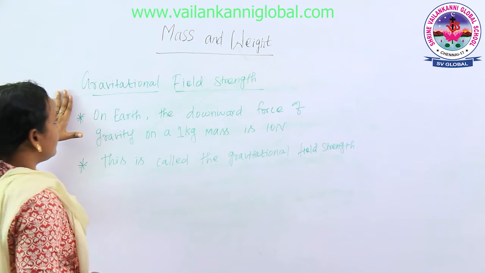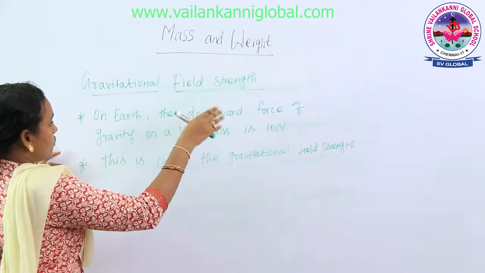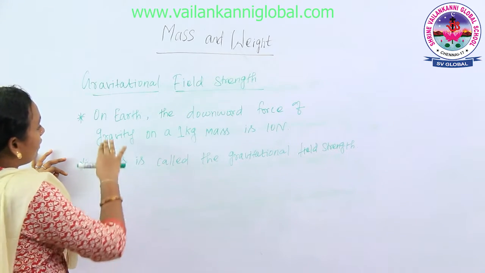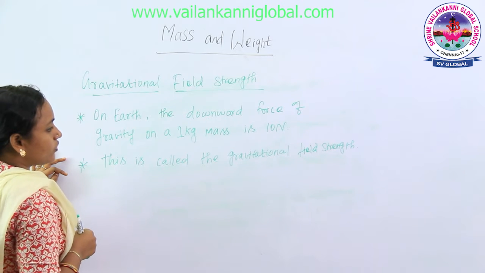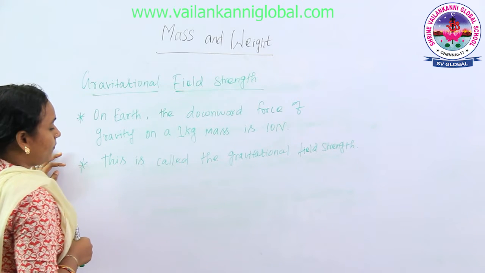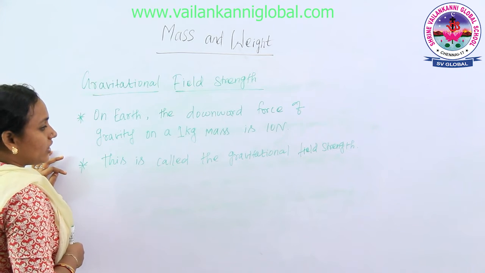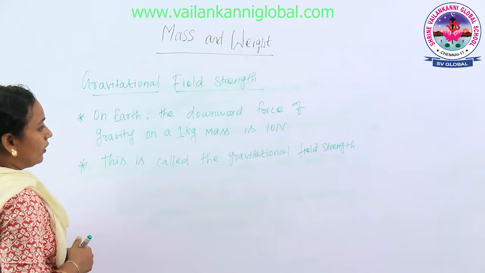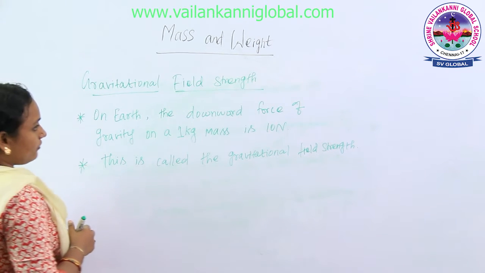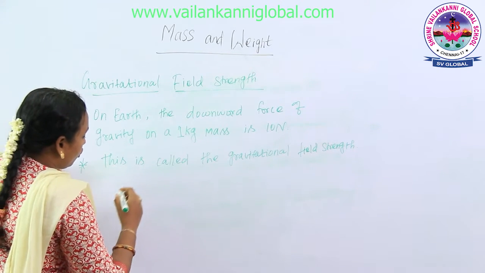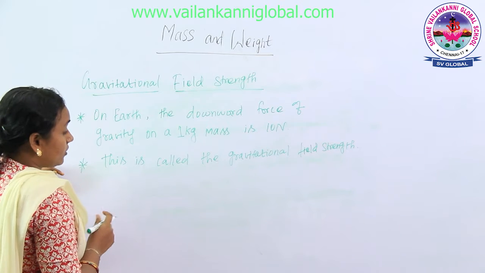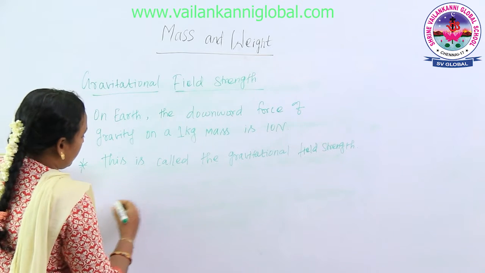Now let's discuss gravitational field strength. So on earth the downward force of gravity on a 1 kg mass is 10 Newton. So this is called the gravitational field strength. Now let's calculate the gravitational field strength for this given value. Before that we should know the formula of gravitational field strength.